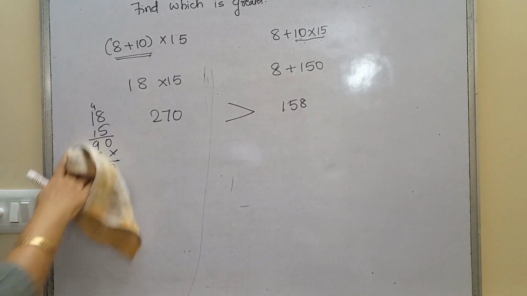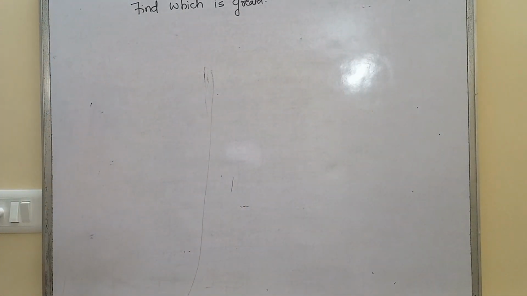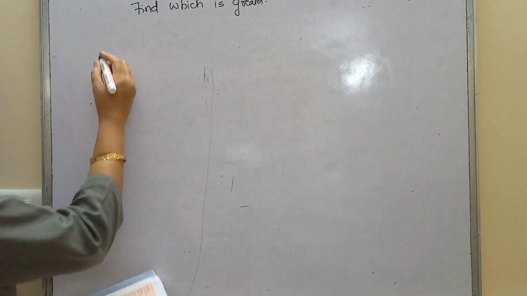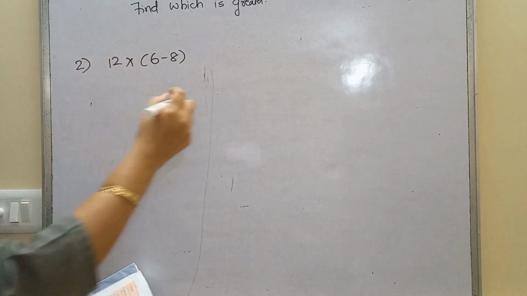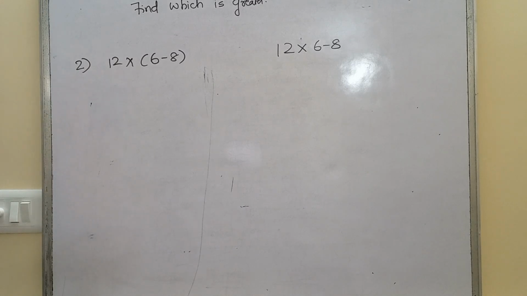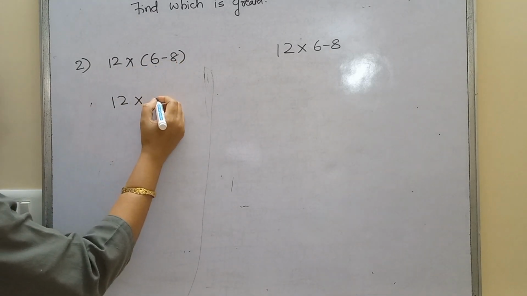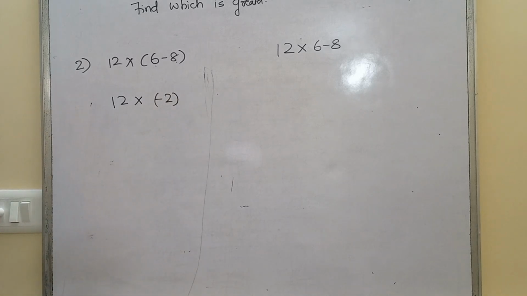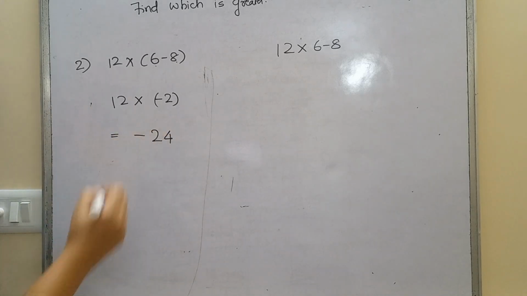Let's go ahead with the next sub question. Which one is bigger? 12 into 6 minus 8, or 12 into 6 minus 8. I think this question is for you to learn the importance of brackets. This becomes 12 into, what is 6 minus 8? 6 minus 8 is minus 2. When you subtract a bigger number from a smaller one, you get the answer in minus. Here the answer is minus 24.